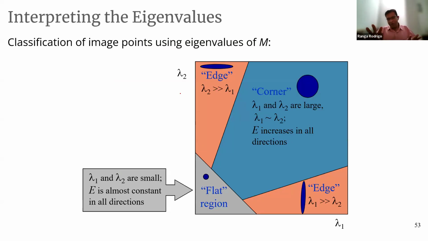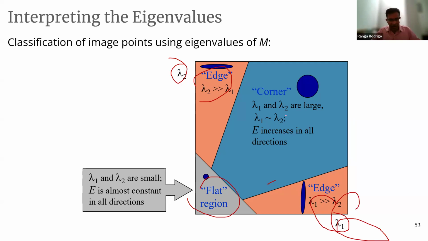And by using the second moment matrix, we can characterize edges. When M is there, you can compute lambda 1 and lambda 2, the eigenvalues of the M matrix at that location. If both are small, it's a flat region. If one of them is large, it's an edge. If both are reasonably sized, we have a corner. For corners, lambda 1 and lambda 2 are large, lambda 1 is generally equal to lambda 2, and E increases in all directions. So this is the theory of corner detection.